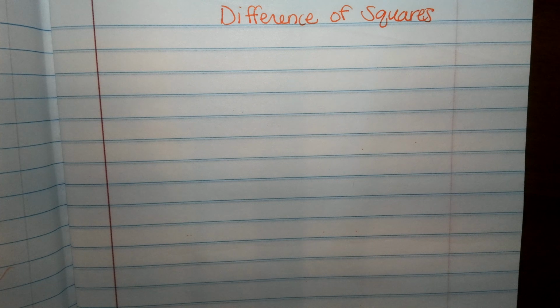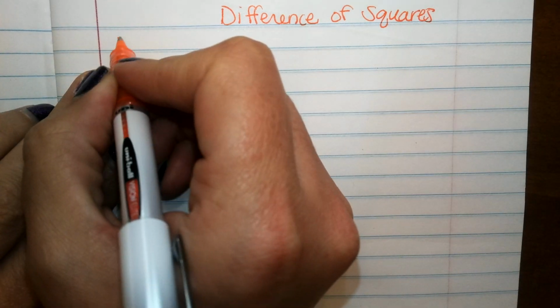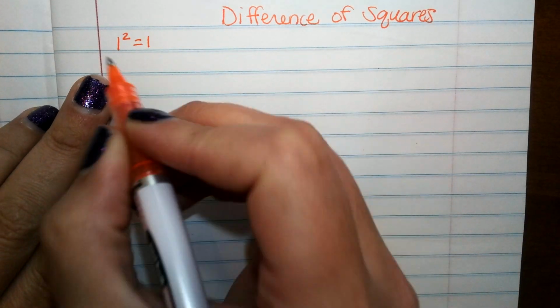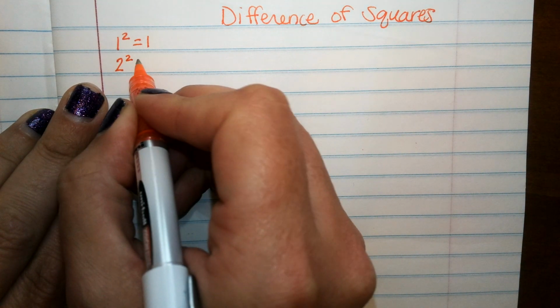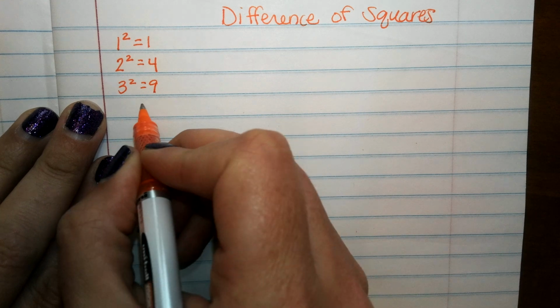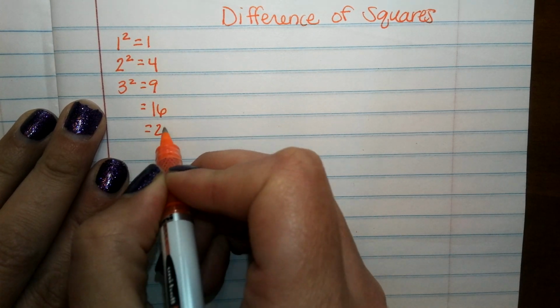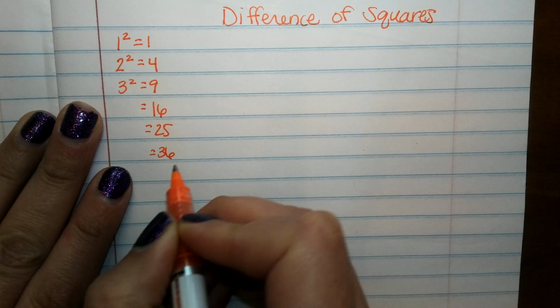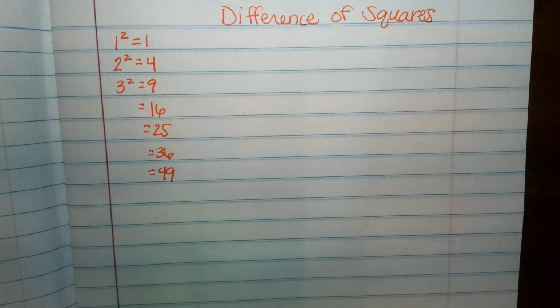As long as you know what your squares are, this should be a pretty easy day of factoring. For instance, 1 squared is 1, so 1 is a square. 2 squared is 4, so 4 is a square. 3 squared is 9, so 9 is a square. Then we get 16, 25, 36, 49, etc.